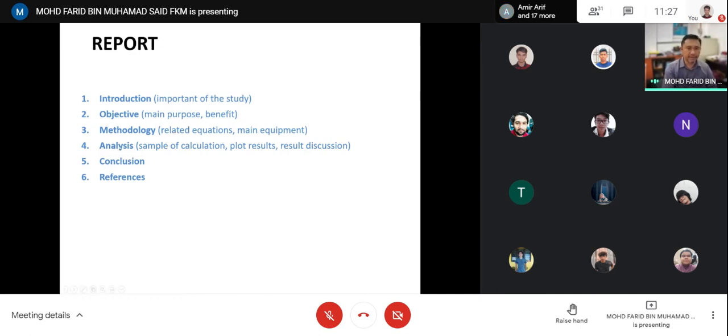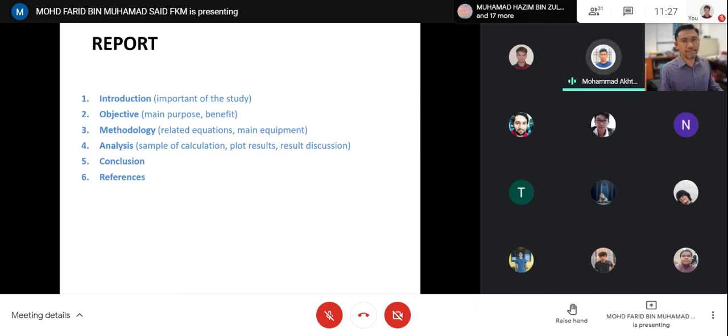Analysis, this one maybe later. Once you have the raw data, then you can do the calculation. But today you cannot do that. Maybe you can start items 1, 2, 3 first. Maybe for 3 you can do part of it, and next week you can do more on number 3, methodology. So you just do the background study first. Understand a little bit in terms of the engine performance study. Is that okay, guys?